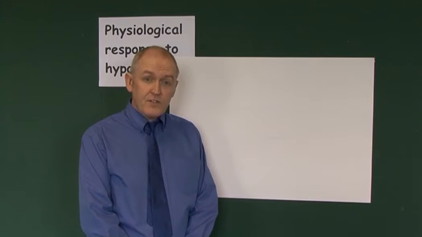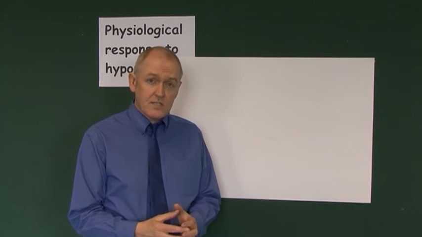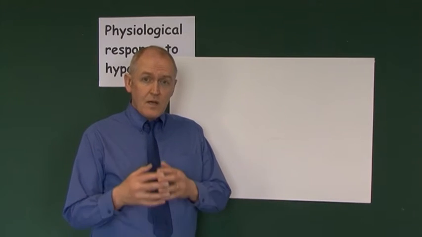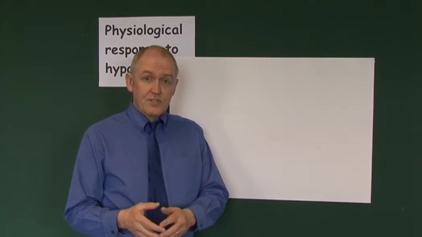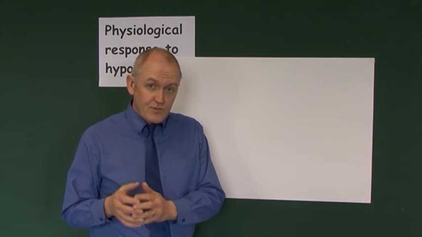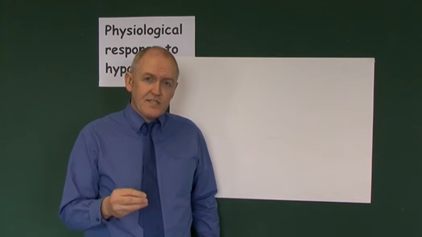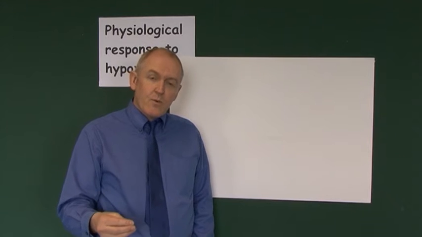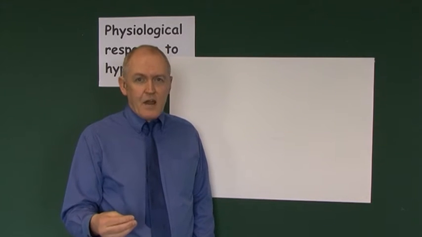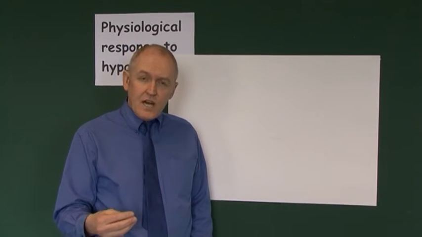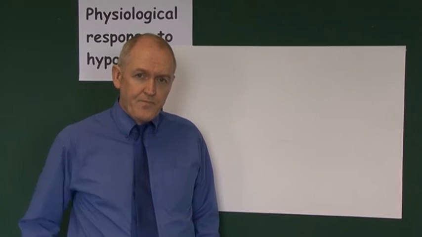So from the oxygen flux equation, remember oxygen flux equals cardiac output multiplied by oxygen saturations multiplied by hemoglobin concentrations. From this equation we can see that if we increase the hemoglobin concentration, we can also increase the oxygen carrying capacity of the blood. And this will happen over time.